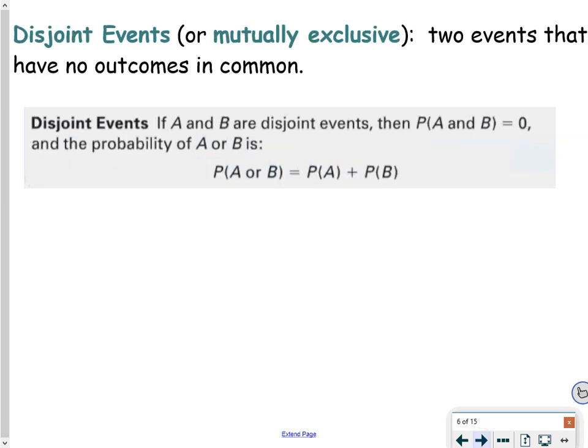And for disjoint events, we're simply going to add them up. Disjoint events are mutually exclusive, which means they can't both happen at the same time. If they can't both happen at the same time, the probability of A and B is 0. So we simply add up those probabilities.